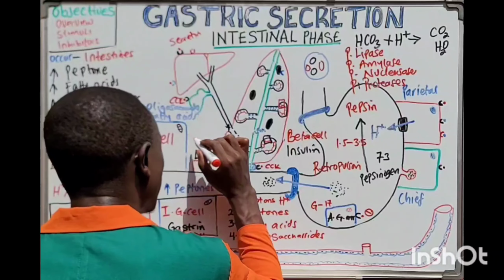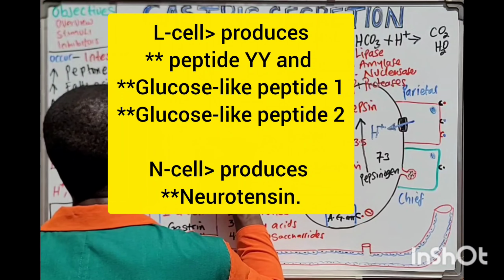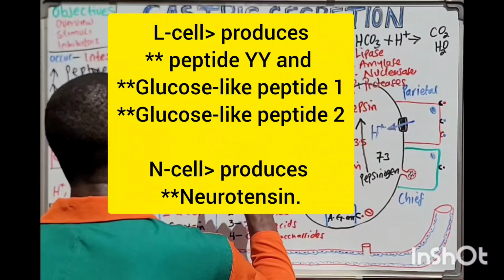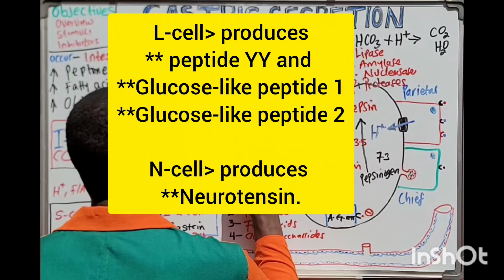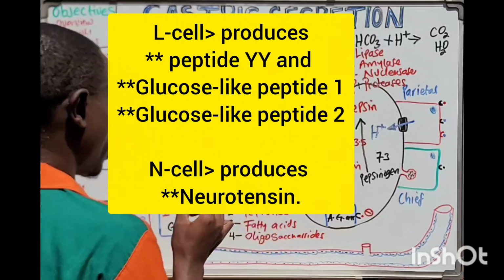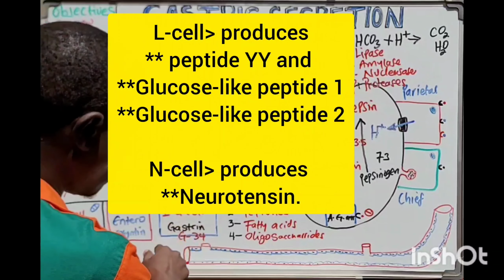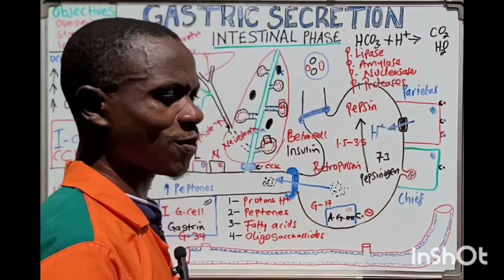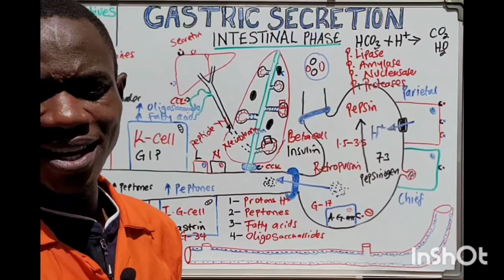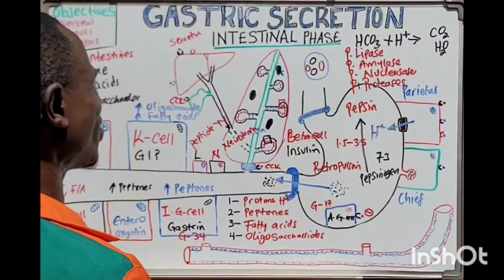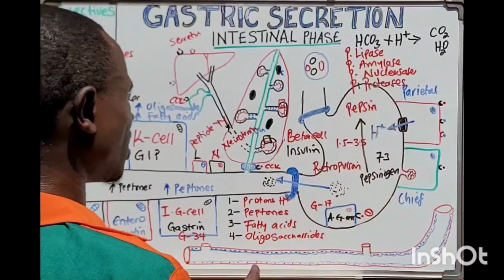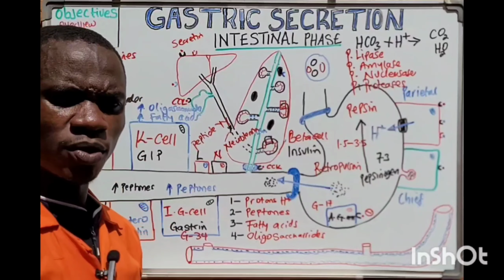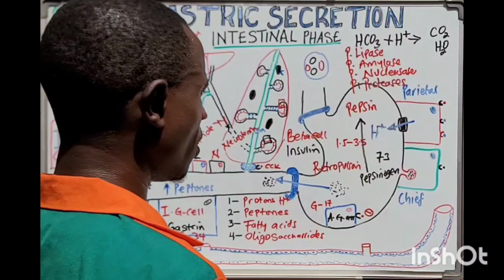The Elo cell is going to be producing a molecule called peptide Y, while the Any cell is going to be producing a molecule which we call neurotensin. Okay. These molecules are also going to flow to the blood. They will come over and bind on specific receptors on the parietal cell and inhibit the parietal cell from producing hydrochloric acid. So that's why we said that the significance of this intestinal phase of gastric secretion is doing more of an inhibitory effect on the production of what we call the gastric juice.